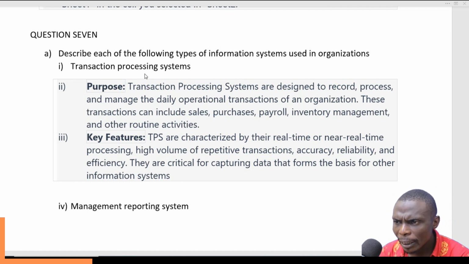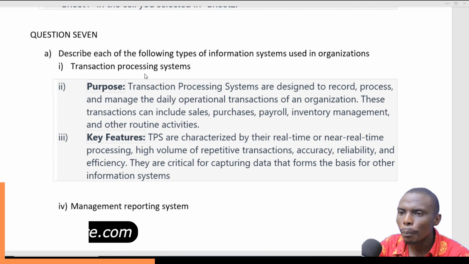So the main key features of a transaction processing system is that they are characterized by their real-time or near real-time processing. They handle a high volume of repetitive transactions. They are very accurate, they are reliable, and they are very efficient. Remember, they are dealing with transactions that are occurring daily, or day-to-day transactions.